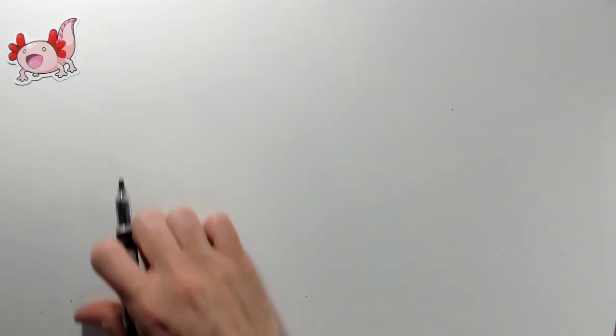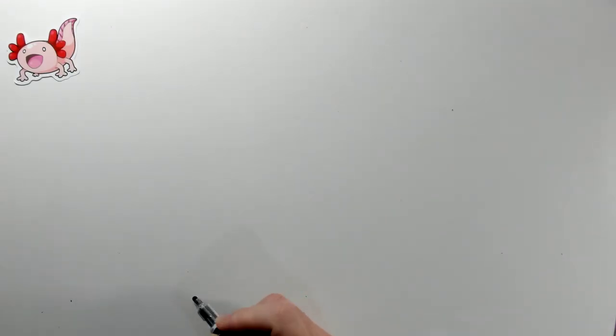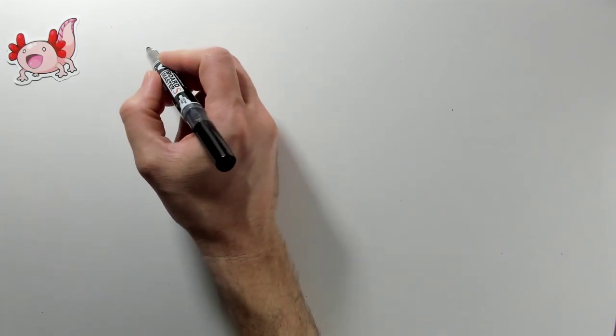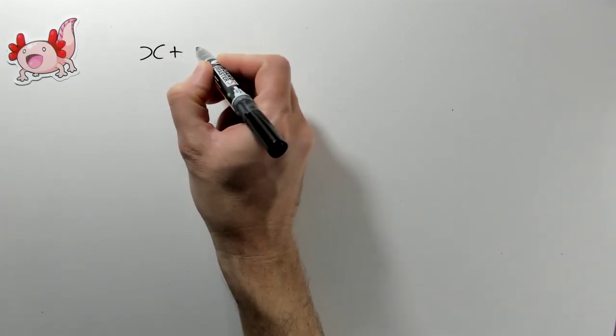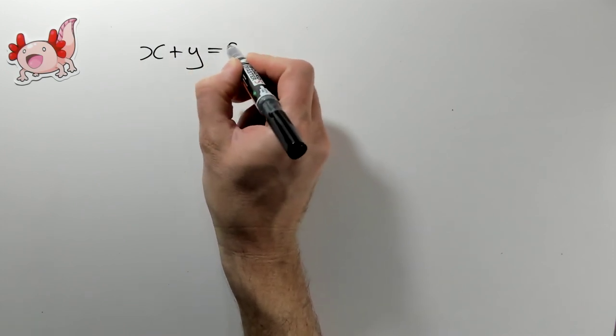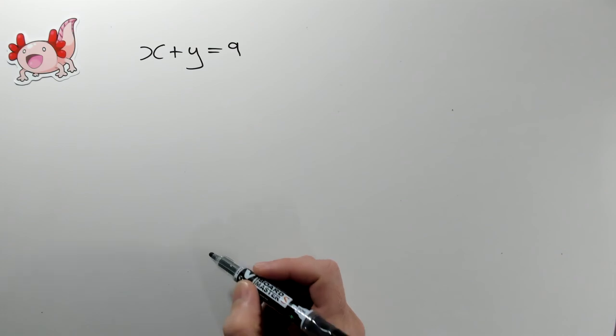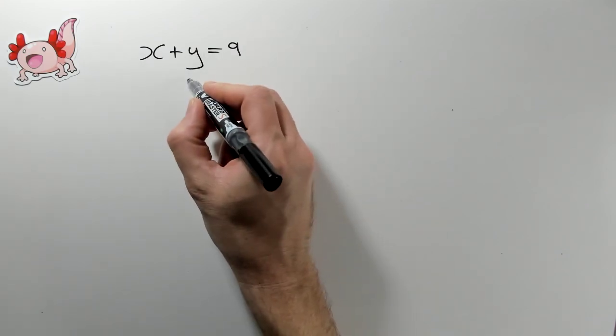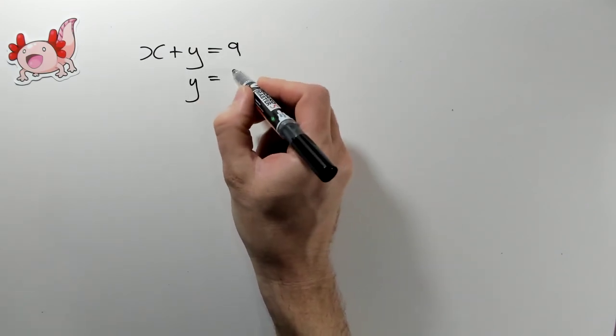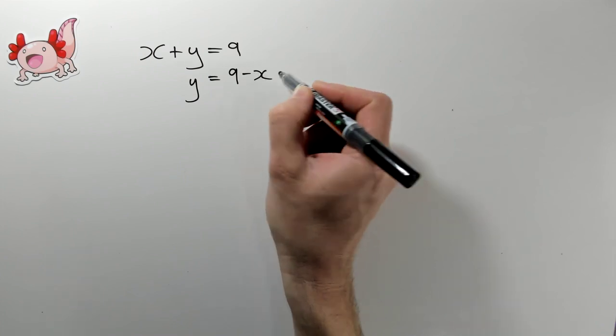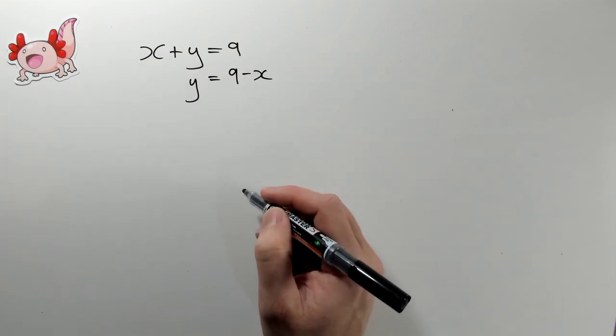Okay, so let's take a look at some examples of questions. The first question says the sum of two real numbers, x and y, is 9. And they say express y in terms of x. So y has to be the subject. So 9 minus x. That was pretty straightforward.